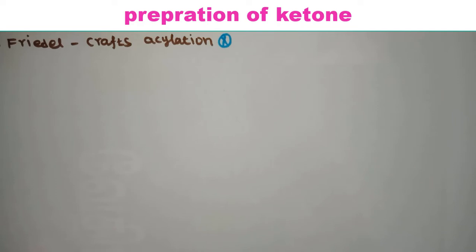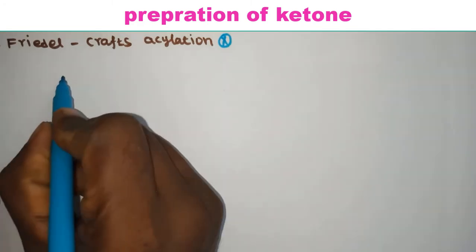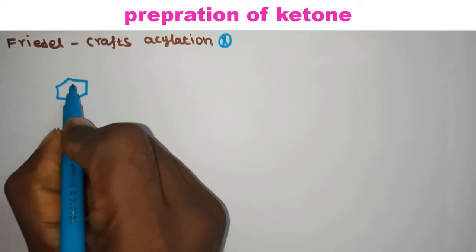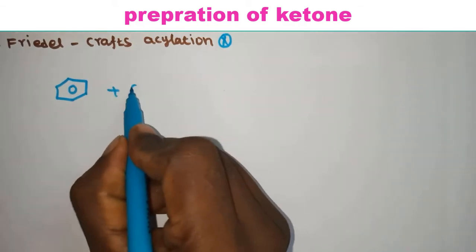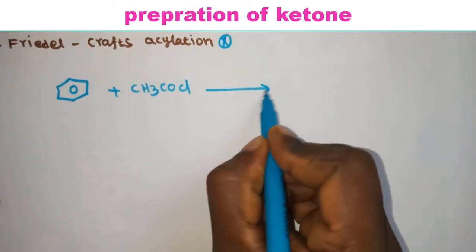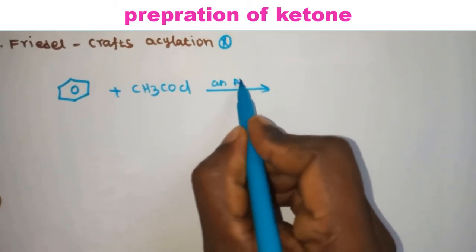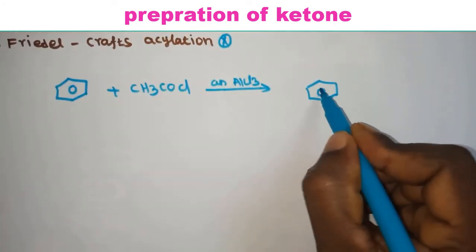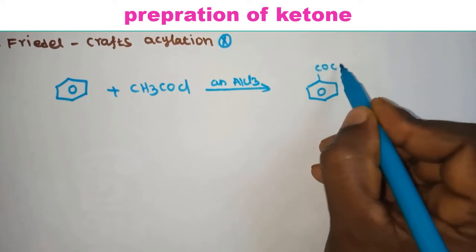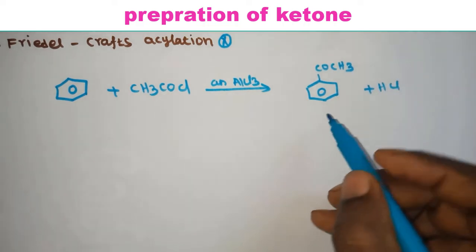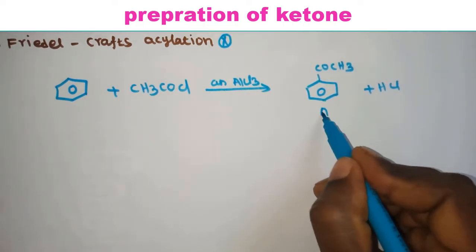Next is the preparation of ketone, Friedel-Crafts acylation. This is very important. In Friedel-Crafts acylation, benzene, C6H6, reacts with acetyl chloride, CH3COCl, in the presence of anhydrous AlCl3 to form acetophenone. This is one example of Friedel-Crafts acylation, and hydrochloric acid is formed.